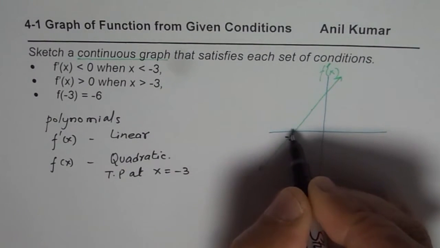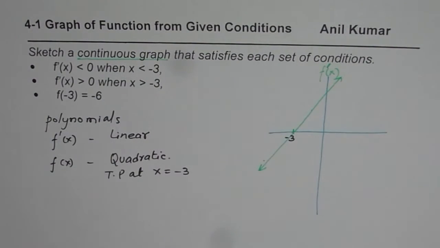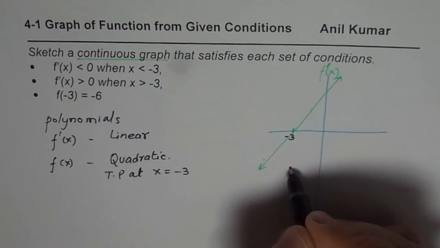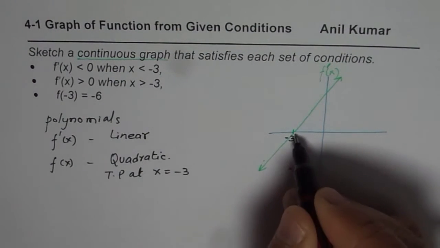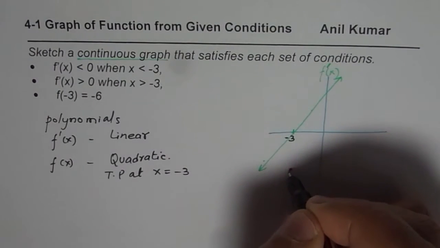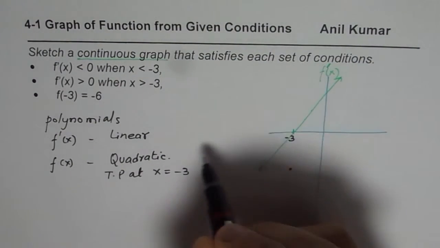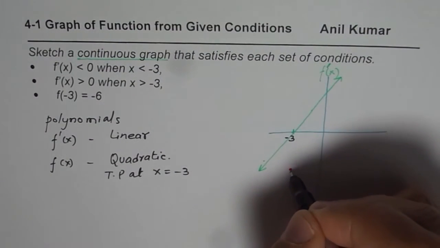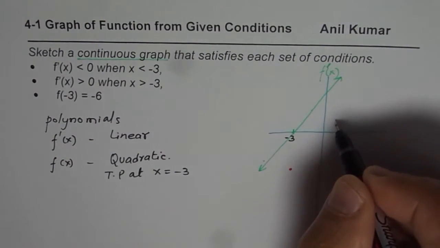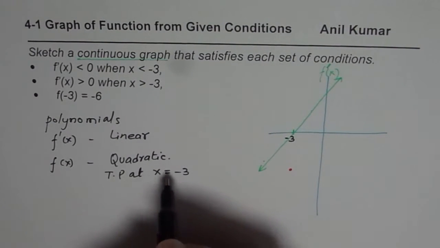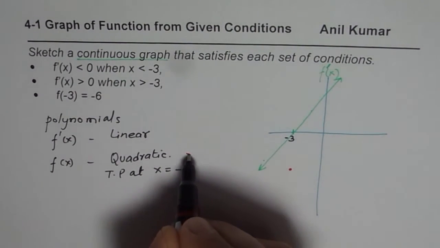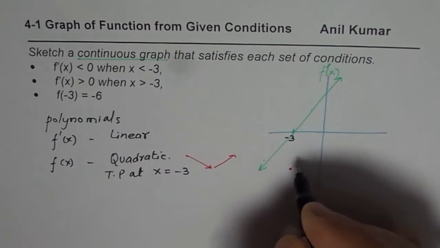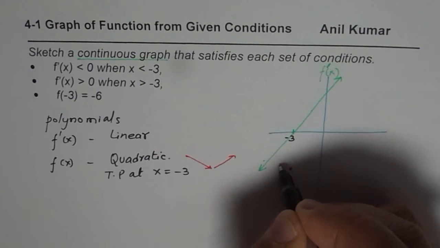So that is the turning point, and at this turning point the value is -6. Let us say this is -6 for us at -3, right? So before this the graph should be decreasing, right? And after this the graph should be increasing, correct? So as far as f of x is concerned, it is decreasing before -3 and it is increasing thereafter. So that gives you a clear idea of how the graph should be.